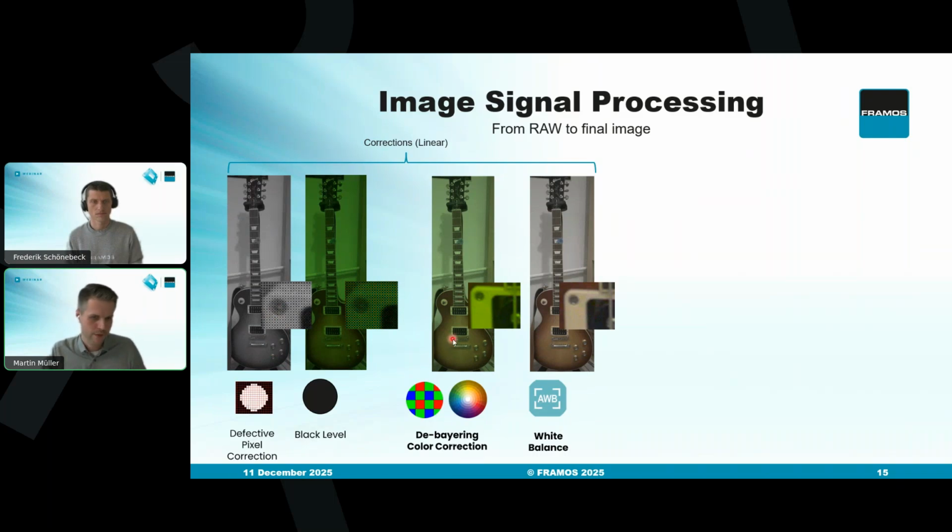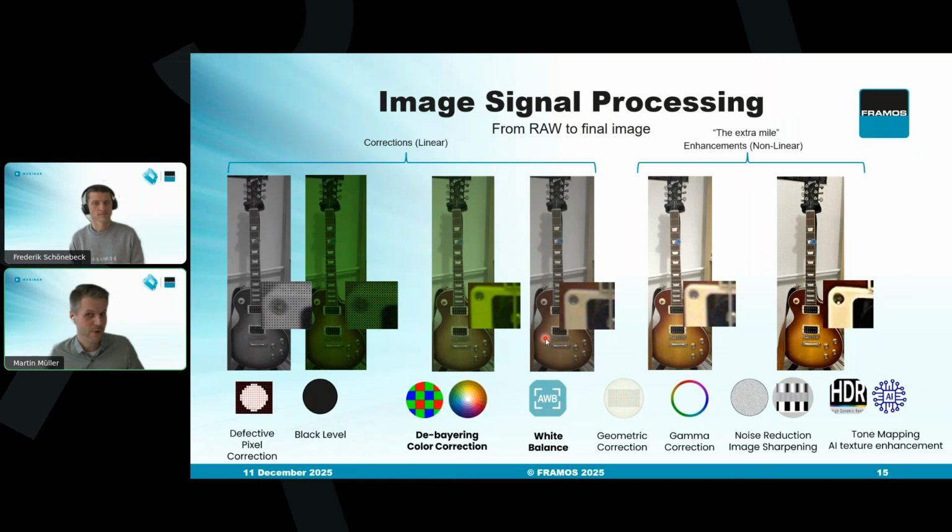But still, when you apply the debayering, the image usually looks a bit greenish. So this is not what you actually want. You want to have a natural looking image, a white looking image. And this is where the white balance comes into place. This is also very important to be applied to make the image look natural and more correspondent to the source.